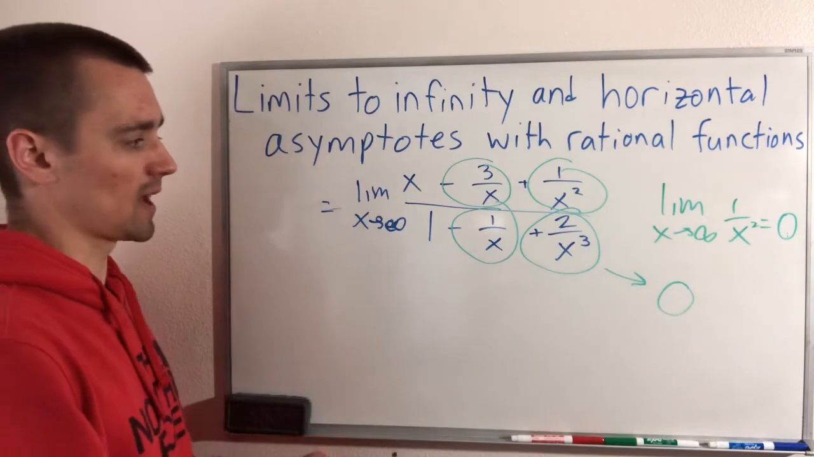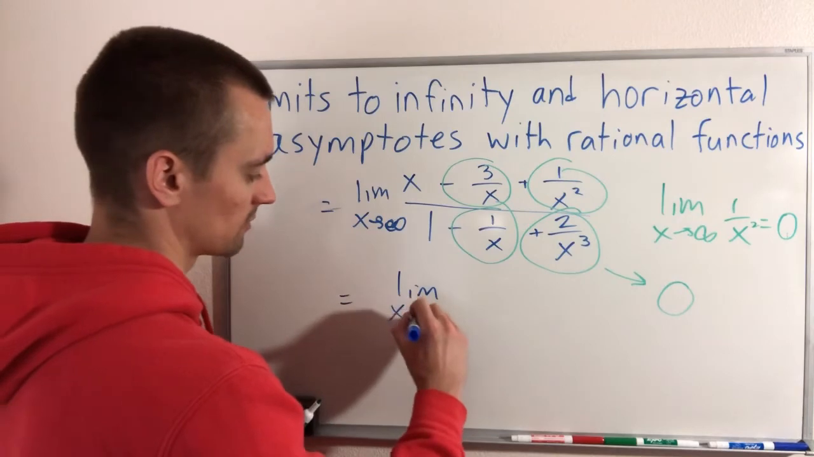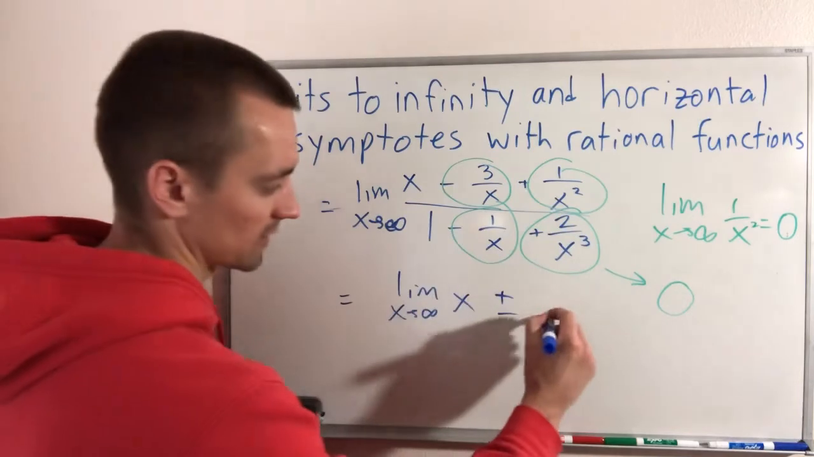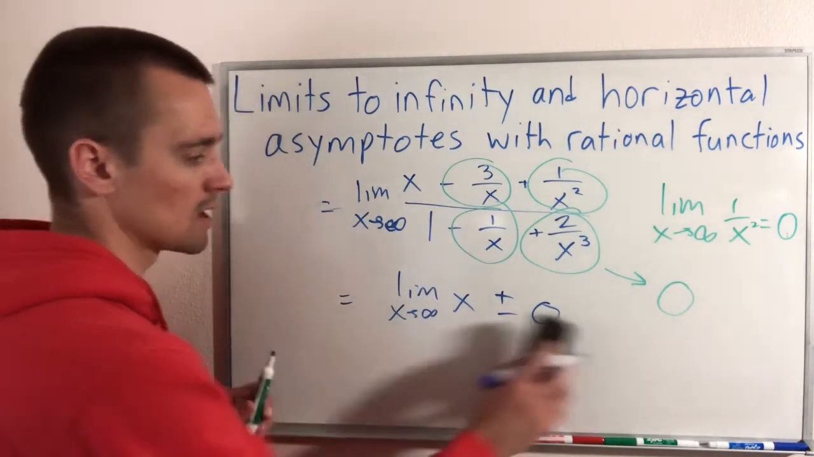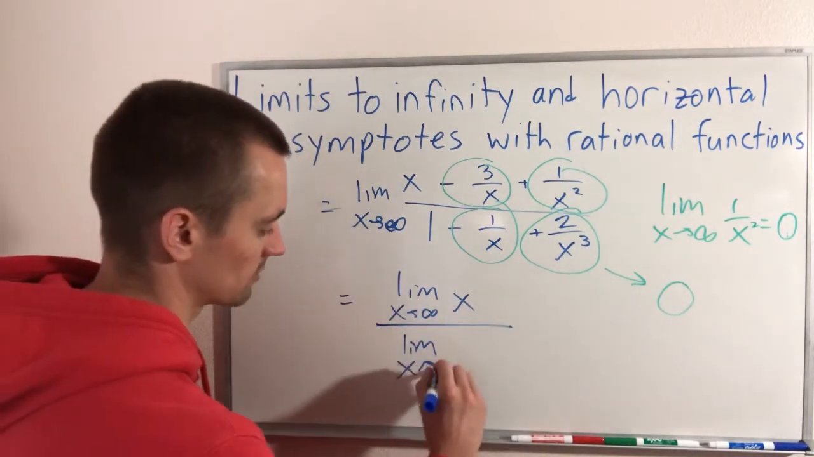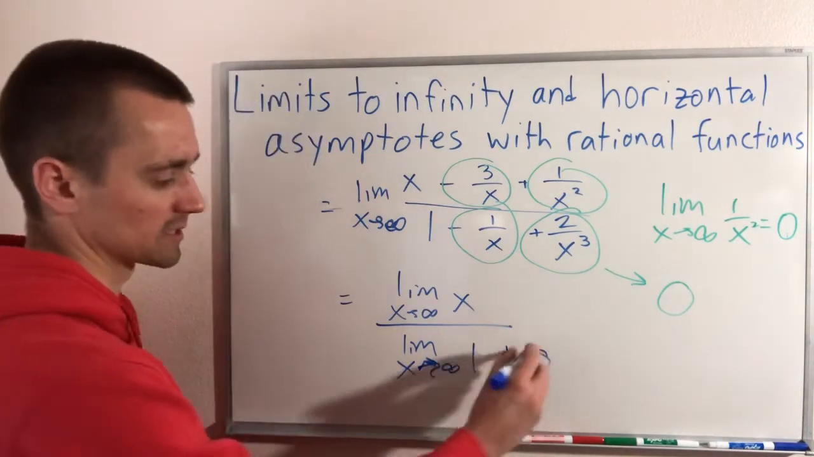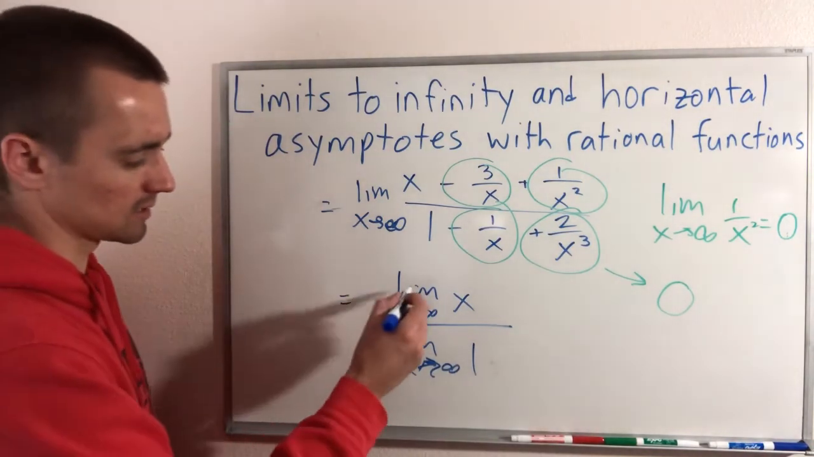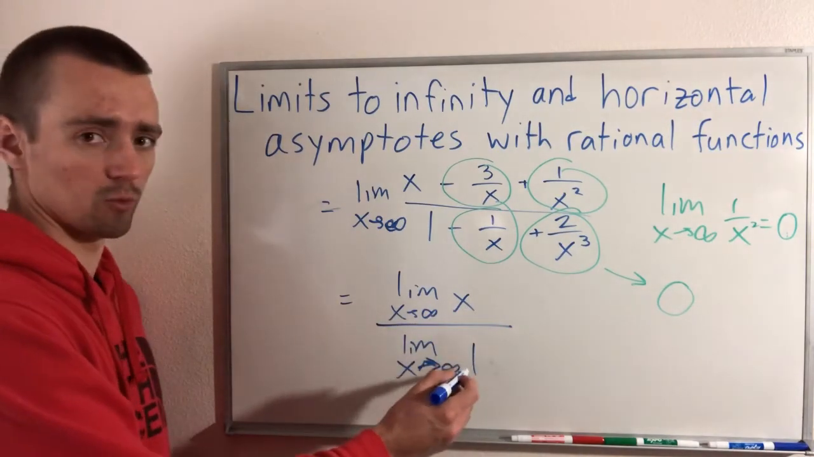And basically what happens is you're just left with the limit as x goes to infinity of x plus or minus a bunch of stuff that just goes to 0. So it doesn't really impact our limit anymore. And then it's all divided by the limit as x goes to infinity of 1 plus or minus a bunch of other limits that all go to 0. So again, doesn't really impact anything. So all we're left with is the limit as x goes to infinity of x divided by the limit as x goes to infinity of 1.